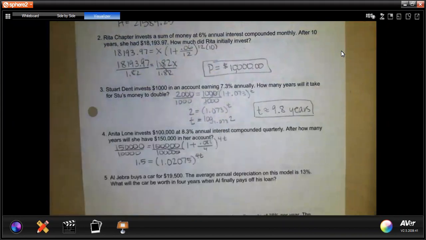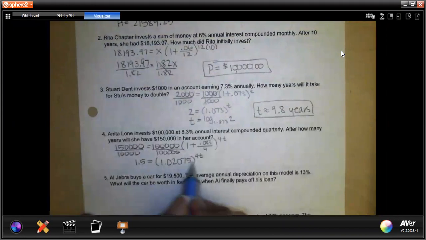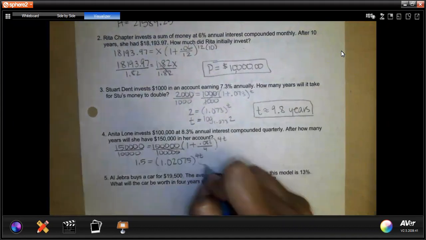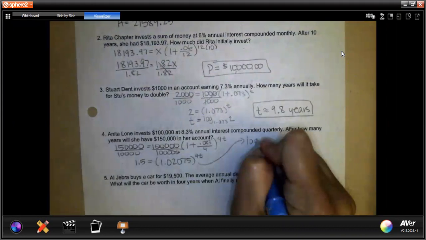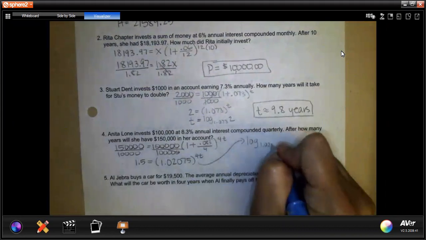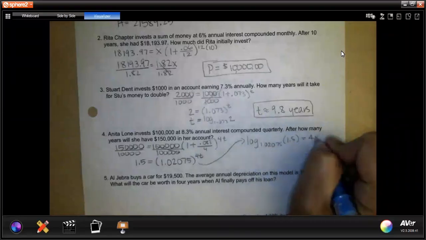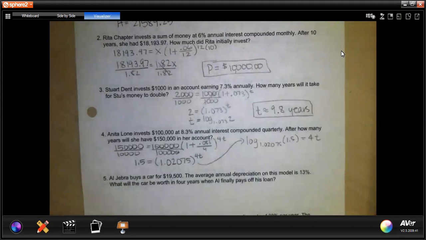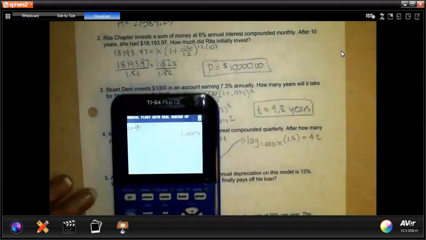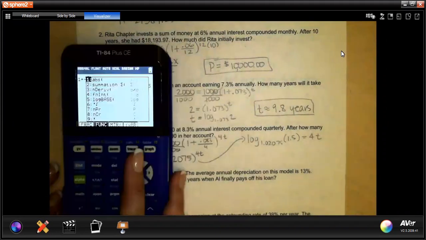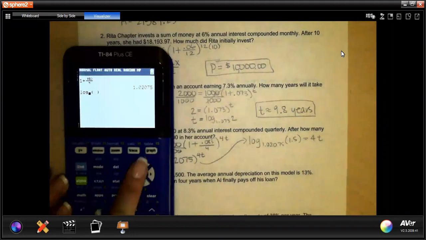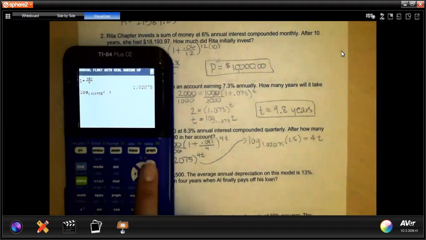Now our term with the variable is by itself here. It's isolated. So we are ready to convert this to a log in order to solve. I've run out of space, so I'm going to move over here. And I get a log with a base of 1.02075. My argument becomes that 1.5 is equal to 4 times t. When I put this in the calculator, I'm going to hit alpha window, go to my log base, and again, I'm going to use my arrow key to highlight that and hit enter so that it puts that entire thing in my base. And then the 1.5 is the argument.